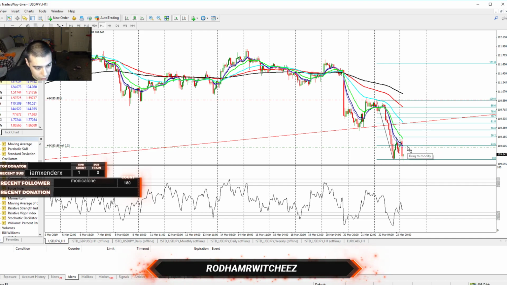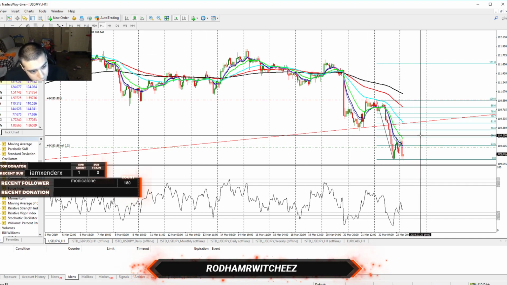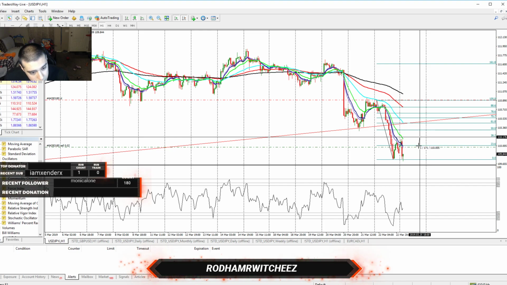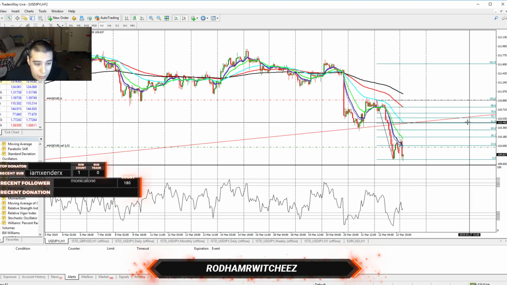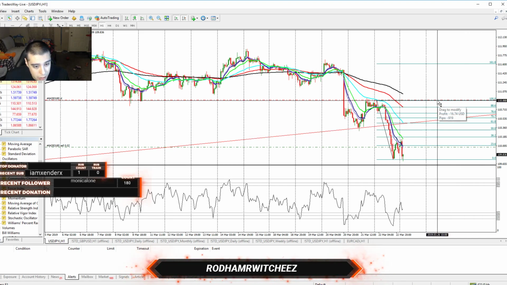I basically sold it right here, and the 38.2 is right there, which was a difference of about 20 pips. 20 pips late. Not too bad, considering what our take profits are. We got it about 20 pips late, and our stop loss is actually up here at the 100% retracement.